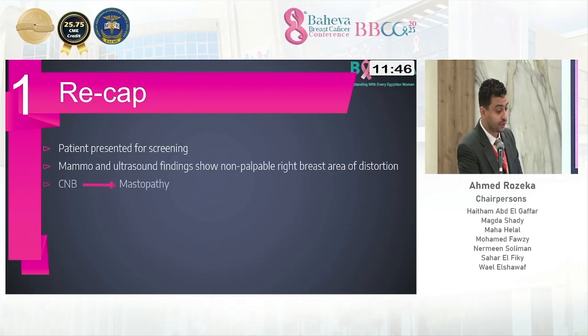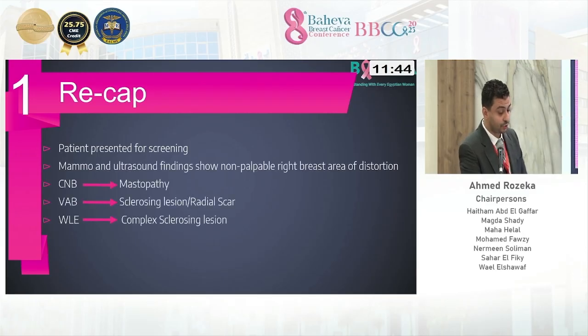So to recap this patient, the patient presented for screening. The mammogram and ultrasound findings described a non-palpable right breast area of distortion. The core needle biopsy showed mastopathy. The VAP showed radial scar or sclerosing lesion, which was confirmed by the wide local excision.